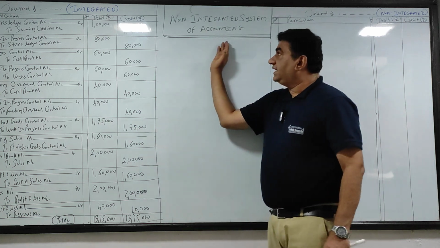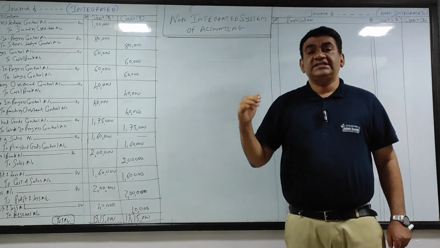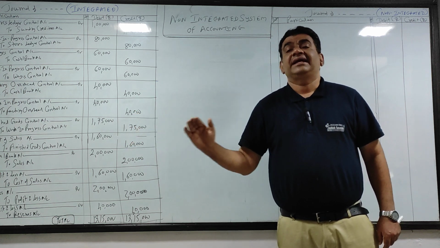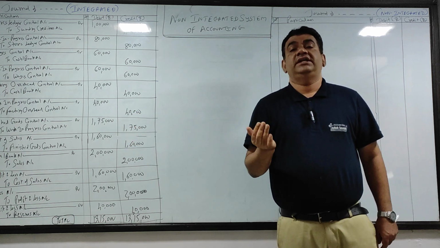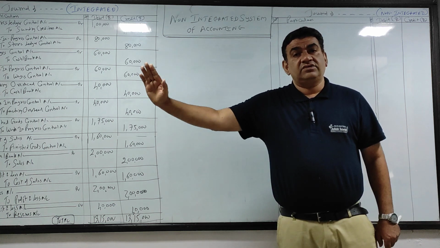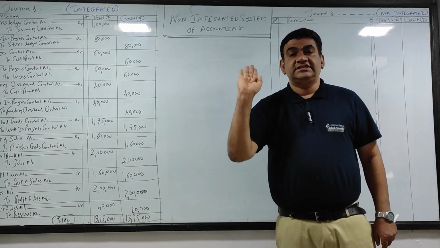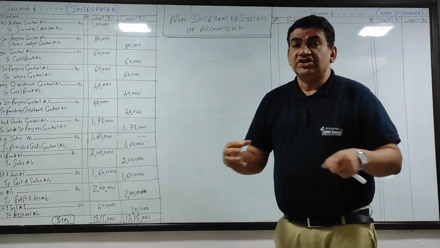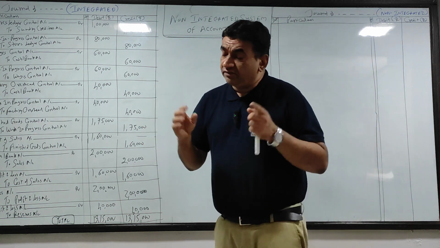So non-integrated means separate records maintained in financial books of accounts and separate transactions recorded in cost accounting books. Separate accounts financial, separate account cost. In integrated, what was it? It was a merger, it was a combination of both.